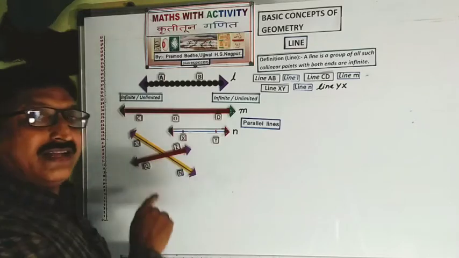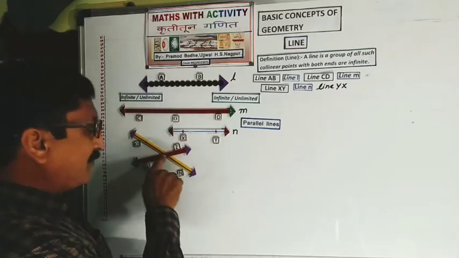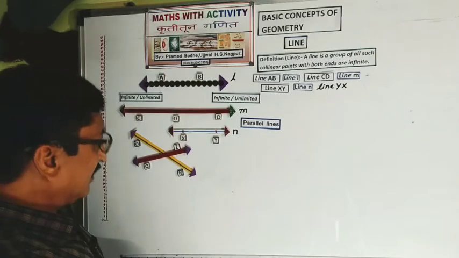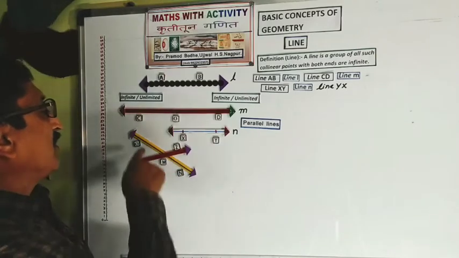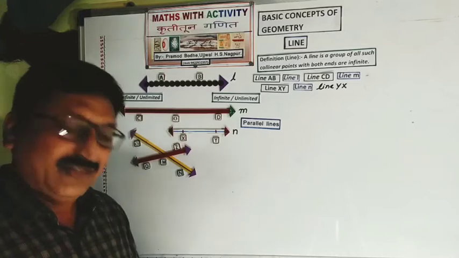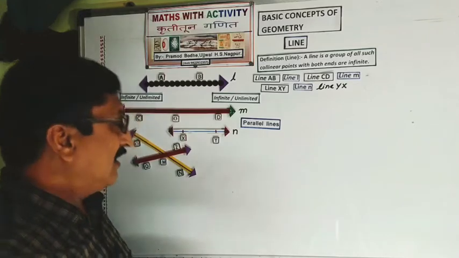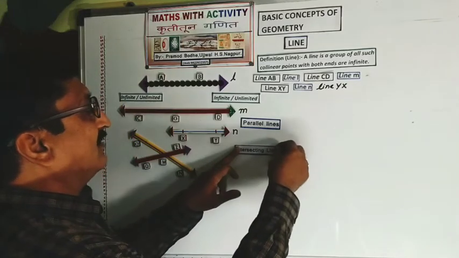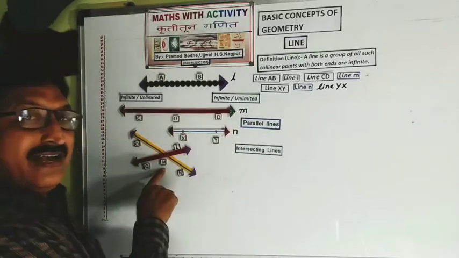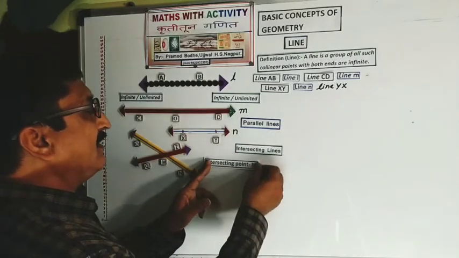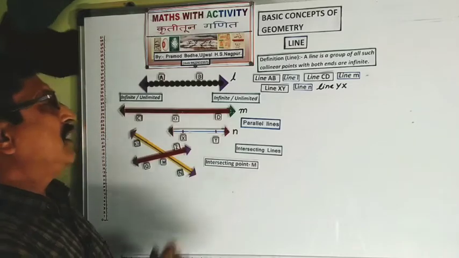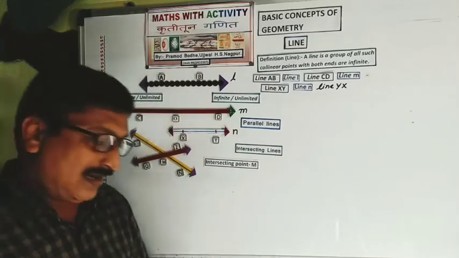Now these 2 lines are intersecting at this point. Let's give a name to this point, let's call the point M. Whenever 2 lines intersect with each other, they are said to be intersecting lines, and the point where they intersect is said to be the intersecting point M.